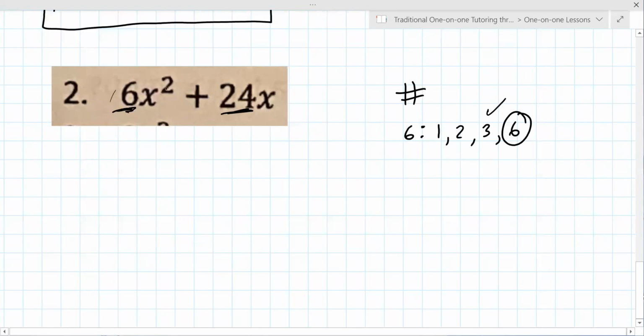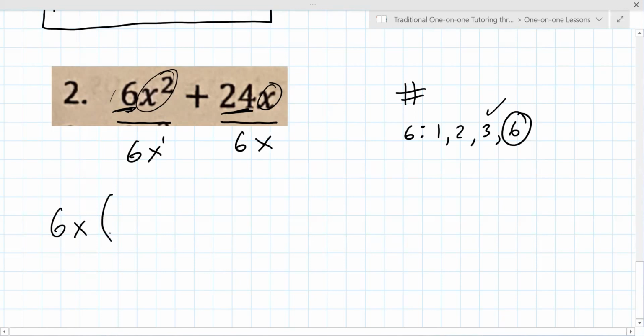Now, is there a variable x in both terms? Yeah. So 6 goes outside the parentheses, and 6x, you have to choose the smaller exponent. x plus, and then you put the 6x outside here. It is x plus 6. Very good.